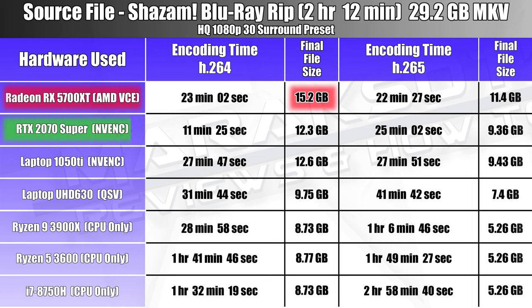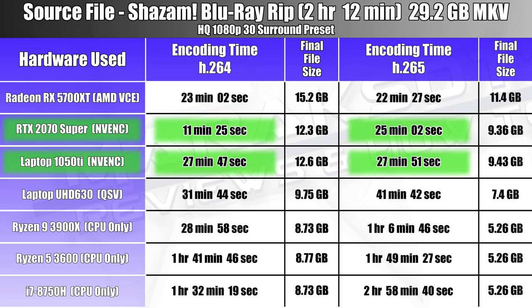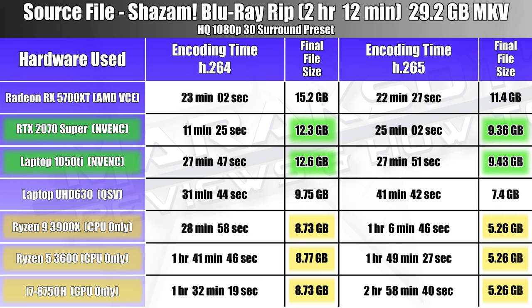My RTX 2070 Super, for example, completed the H.264 encode in about half the time of the 5700 XT and output a nearly 3 gigabyte smaller file. So it's pretty obvious that Nvidia has better support for H.264. Other than being second to AMD with the H.265 codec, Nvidia NVENC delivered the fastest results in all of my tests, which is great. But when you compare the final output file sizes, NVENC files are between 30% and 45% larger than what CPU encoding delivers.